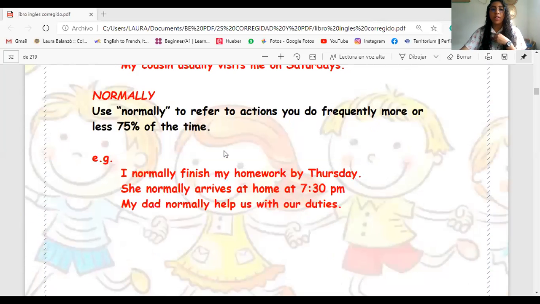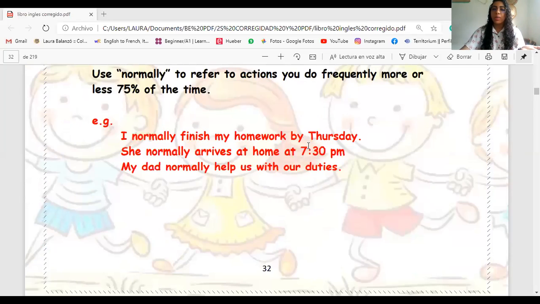Normally, we use normally to refer to actions you do frequently, more or less 70% of the time. We use normally, normalmente, para referirnos a acciones que hacemos frecuentemente, o un 75% del tiempo. I normally finish my homework by Thursday. Nosotros normalmente terminamos nuestros trabajos para los jueves. She normally arrives at home at 7:30 p.m. Ella normalmente llega a la casa a las 7:30 p.m. My dad normally helps us with our duties. Mi papá normalmente nos ayuda con nuestros trabajos.